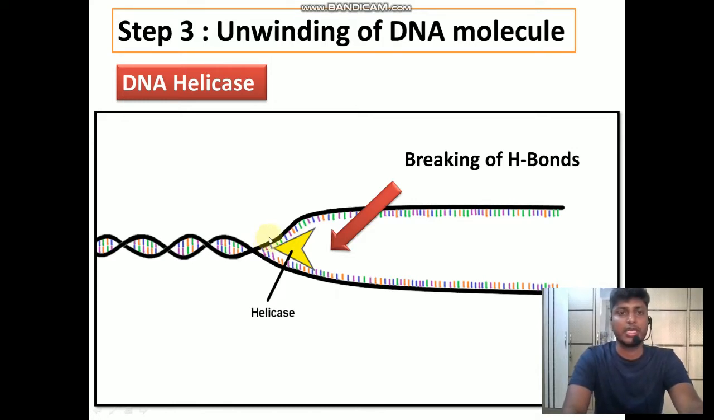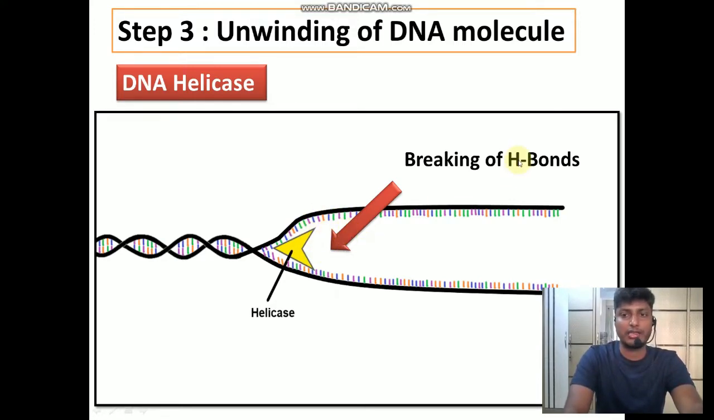now what will happen is, in the third step there is this particular enzyme which is known as DNA helicase. This is a very important enzyme, dear students, because this enzyme is going to separate the two strands, and that's why it is called unwinding of DNA molecule. What do we mean by unwinding of DNA molecule? That means the two strands are going to separate from each other. And how are they going to separate from each other? What are the bonds which actually join the two strands?